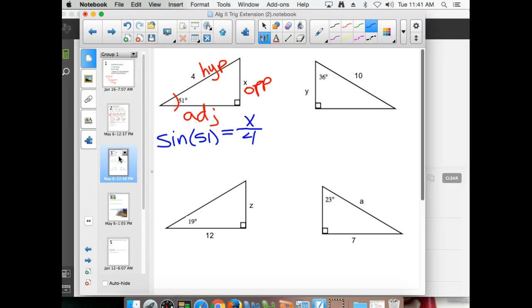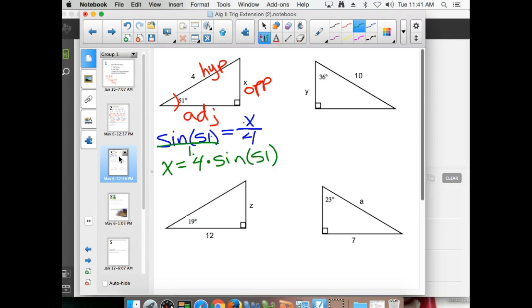Now we're going to do a little algebra. I'm going to take this sine 51 over 1, and now I'm going to cross multiply. I'm taking this 1 times x, and 1 times x is just x. Then I'm going to multiply this 4 by the sine 51. So what I really have is 4 times sine 51.